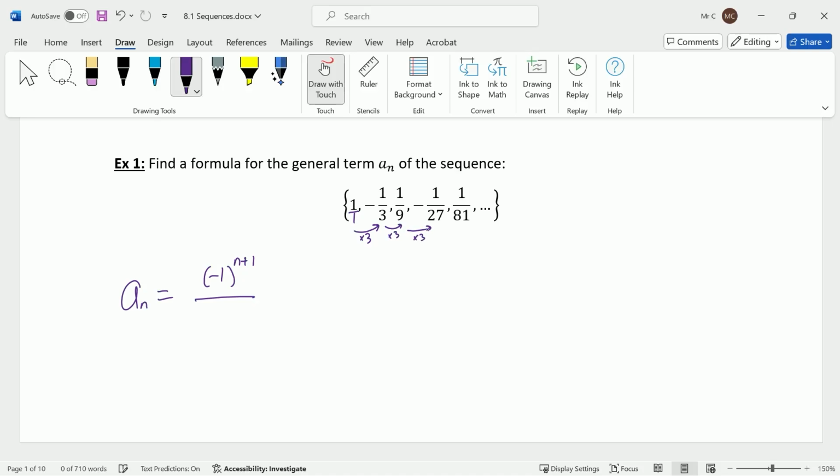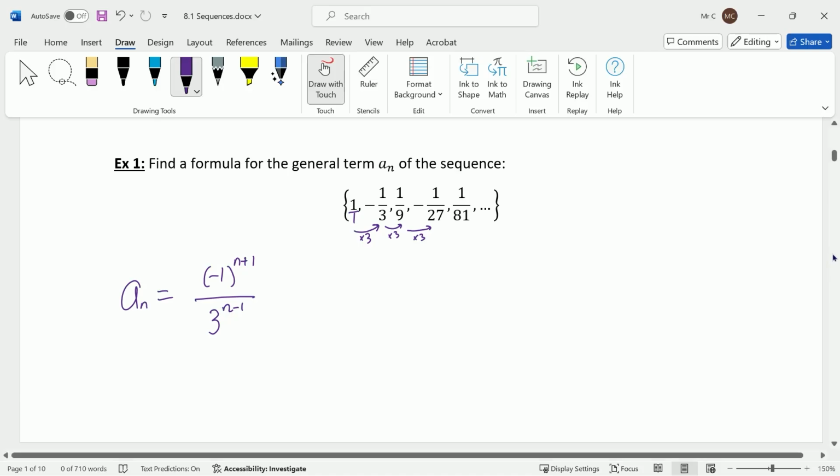And repeated multiplication means an exponent with the base 3. So this should be like 3 to the power of n, except when n is 1, I should get 1. So I have to take 1 away, so I get 3 to the 0 power when n equals 1. Now, of course, you can plug in some values for n to double check that this is right, but this is our formula.